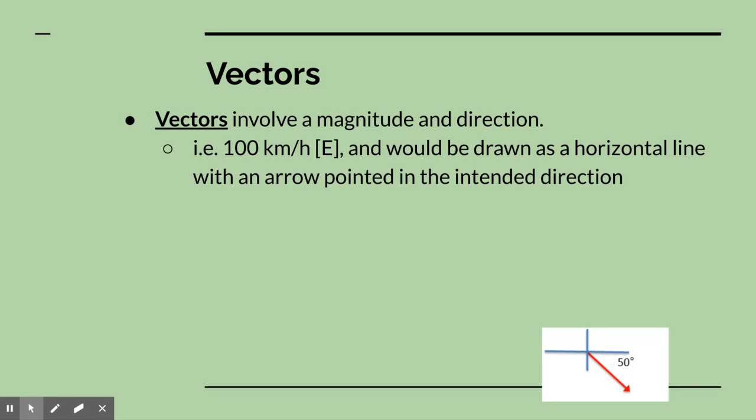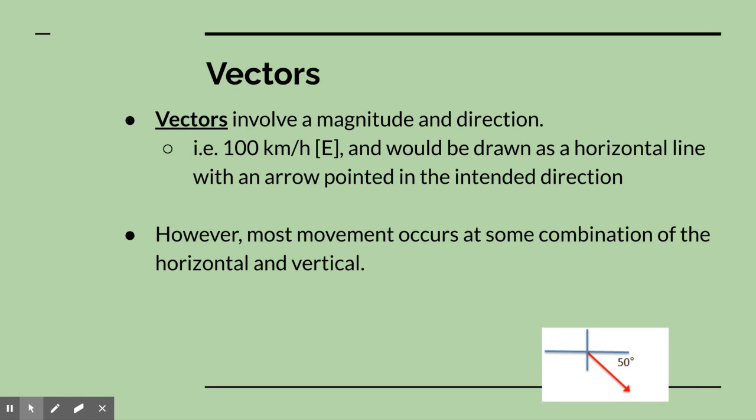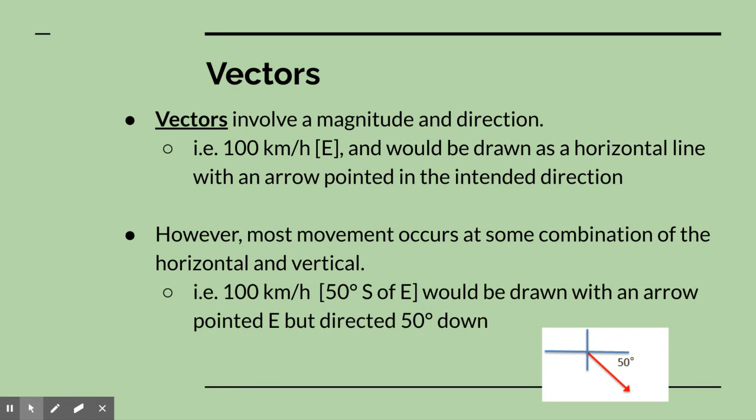As an example of a vector, 100 kilometers per hour to the east would be drawn as a horizontal line with an arrow pointed in the intended direction. However, most movement occurs at some combination of the horizontal and the vertical, meaning it's not all in a straight line. It's possible that we're going to be moving to the southeast, to the northwest, whatever it may be. And in just a bit, we're going to get into how we can know which one's which, or how to best categorize it.